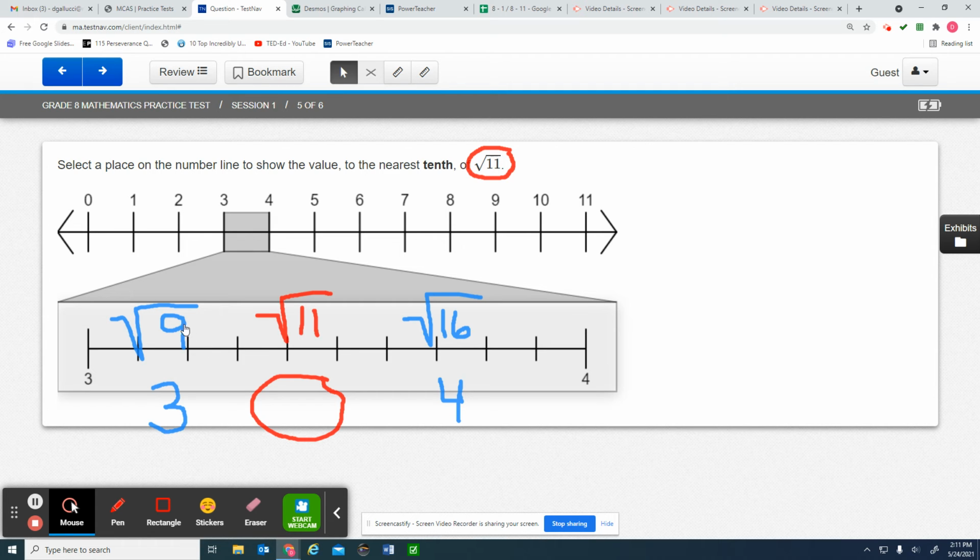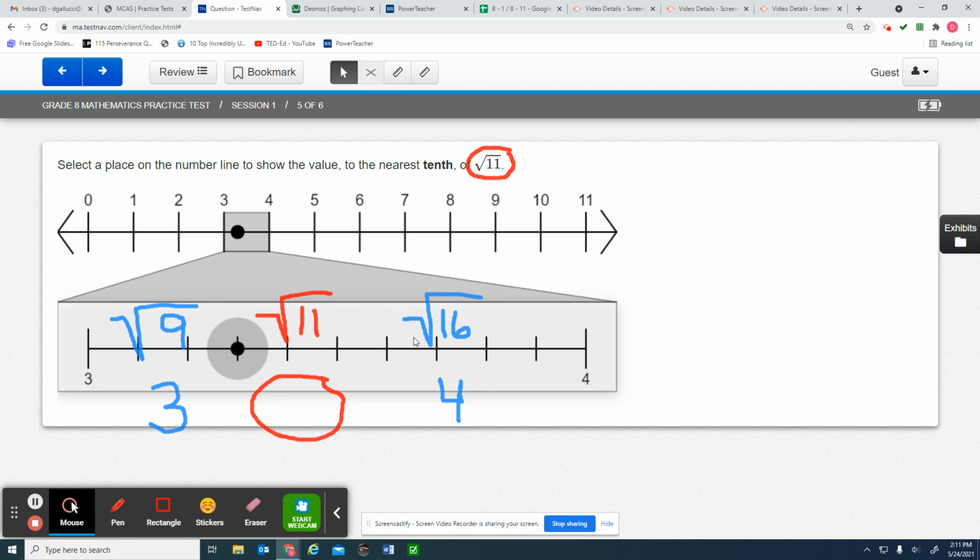And then I might ask myself, is it closer to 3 or is it closer to 4? And I can see the square root of 11 has got to be closer to 9. It's only 2 units off, whereas it's 5 units off here. So maybe I want to do 3.1, 3.2, 3.3 perhaps, or 3.4. Either of these should merit a correct response.